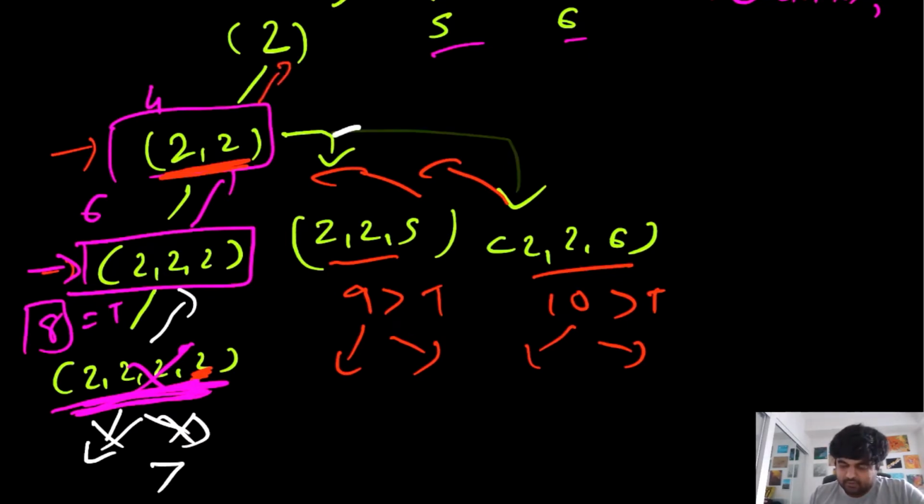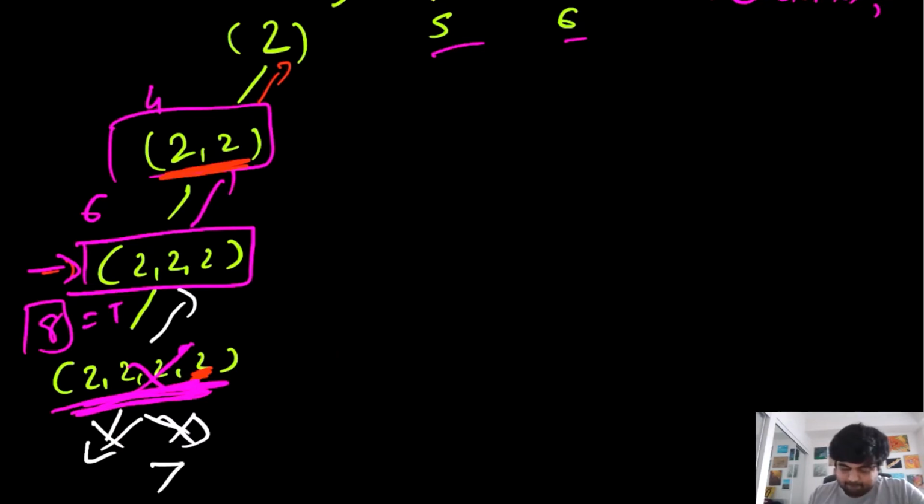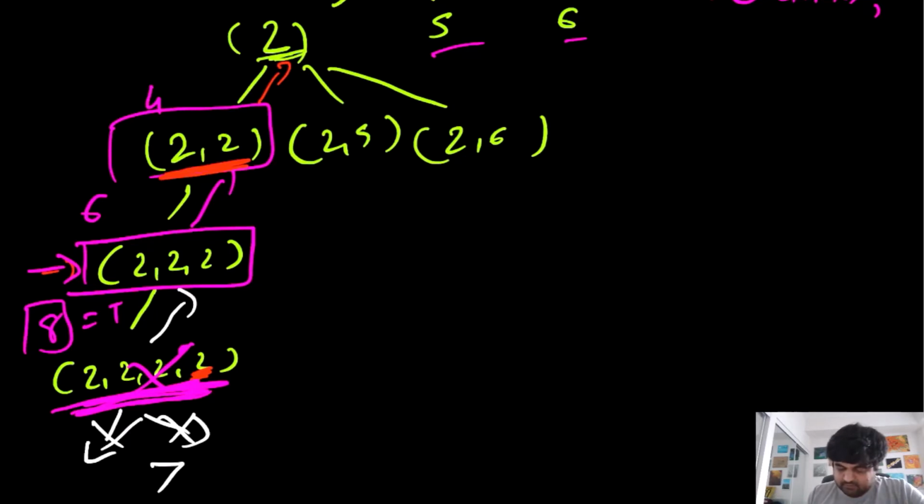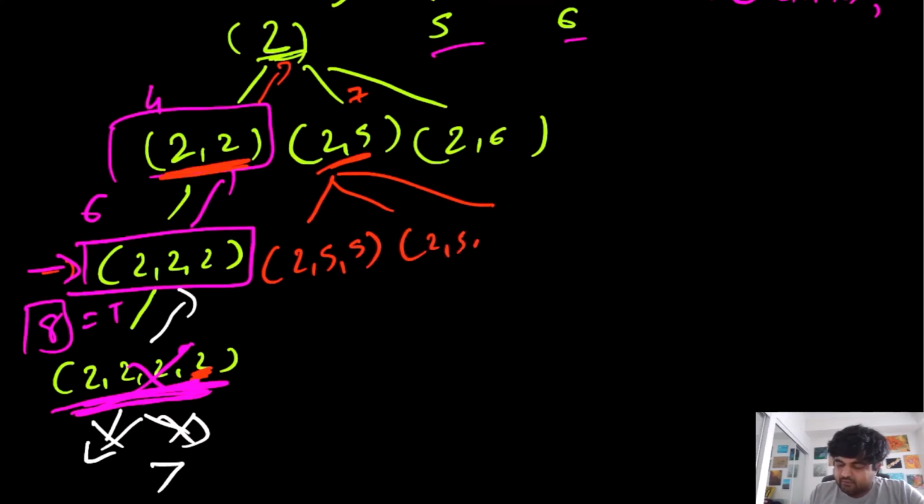So if we go up, we ask ourselves whether we have explored all the possibilities at this position. No. The possibilities we could have are 2, 5 and 2, 6. So let's take this value first. At 2, 5, the current sum we have is 7. 7 is less than whatever value we have as our target, which means that we still have possibilities. The possibilities we can have are 2, 5, 5, or 2, 5, 6.